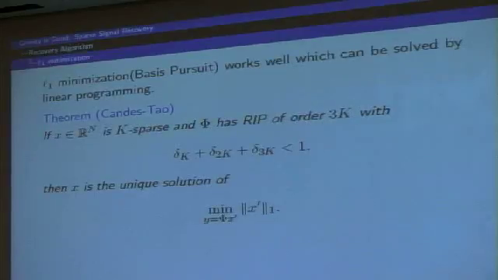The theorem is given by Candes and Tao. If x is in R^n, it is k-sparse, and phi has RIP of order 3k with these three parameters, delta k plus delta 2k plus delta 3k, and the sum is less than 1, then x is the unique solution for the L1 minimization. Okay. We search over all x prime such that phi multiplied by x prime equals y, and we find the L1 minimizer. If we have this condition, the L1 minimizer is exactly the original signal x.